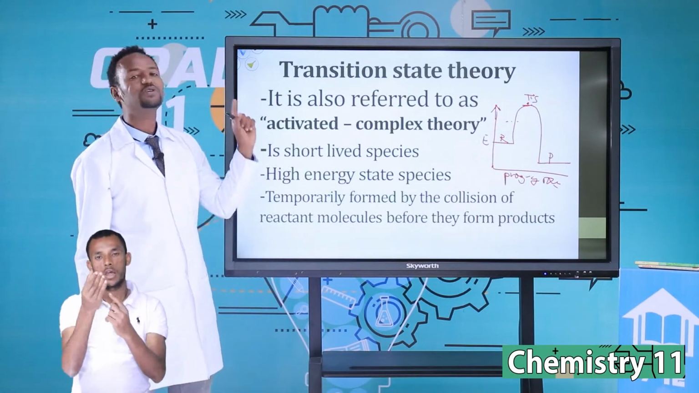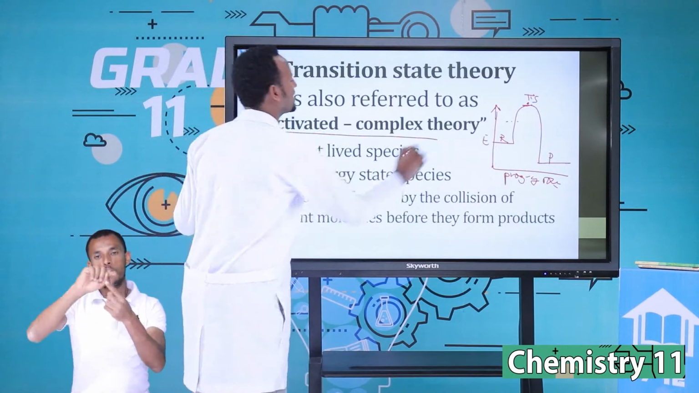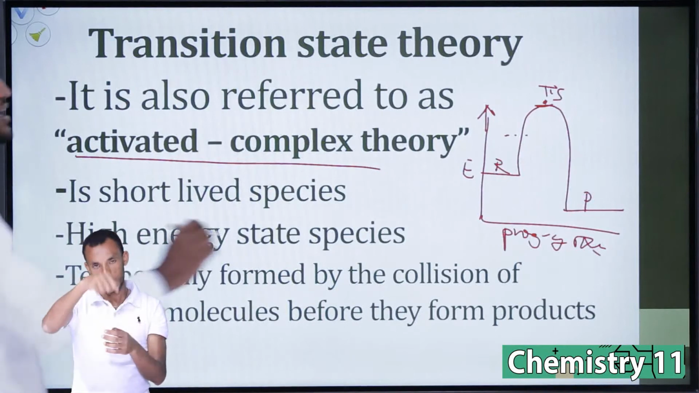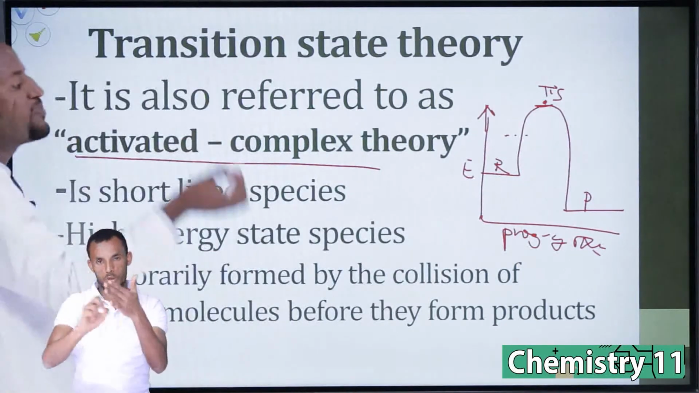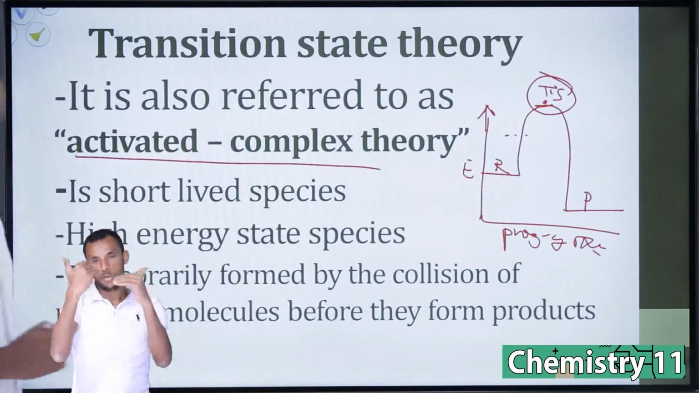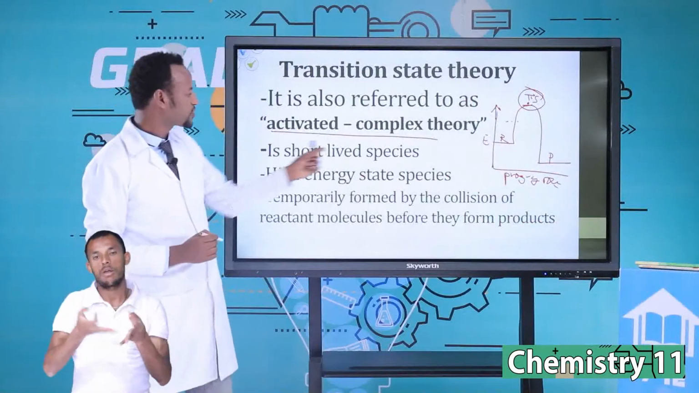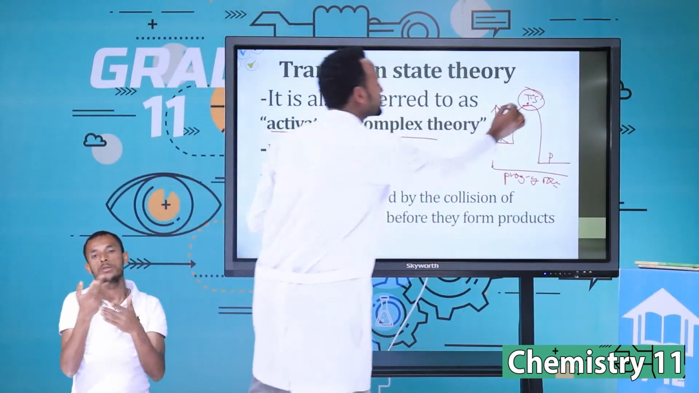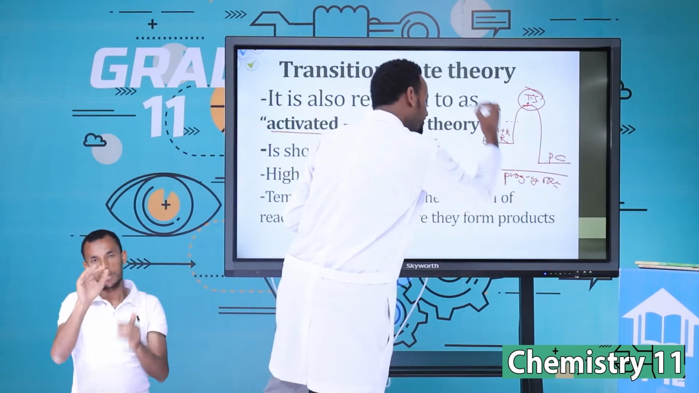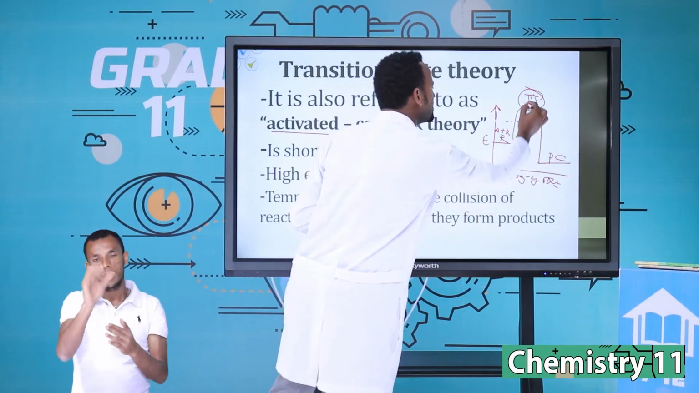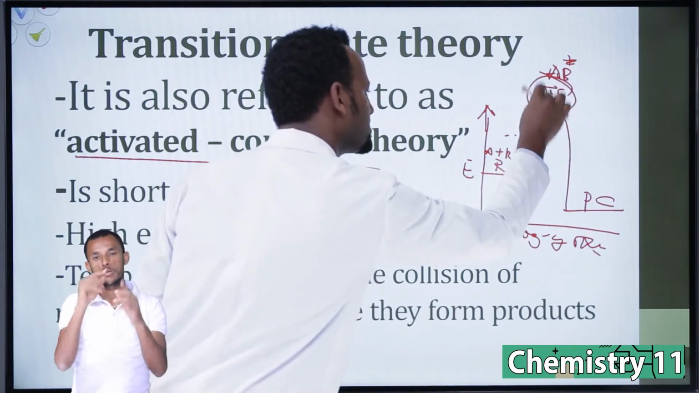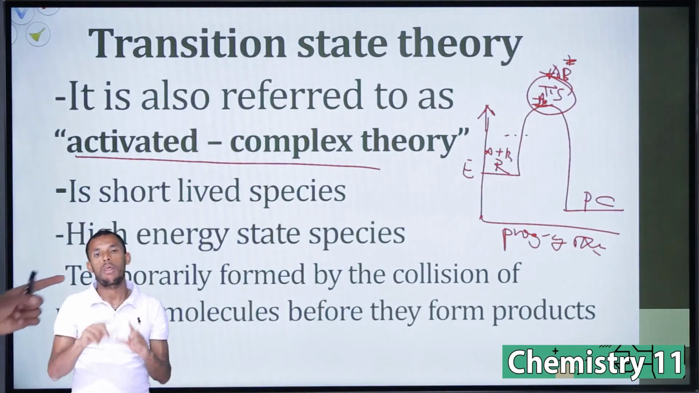Transition state theory is also referred to as activated complex theory. It is a short-lived species. A reactant gives a product, but before the product can be formed, a transition state is formed at the intermediate position. Therefore, the transition state is a short-lived species. Let's take the reactant, for example, A plus B, which gives C. Before the production of C, A and B are present, and from this position, this is the transition state.